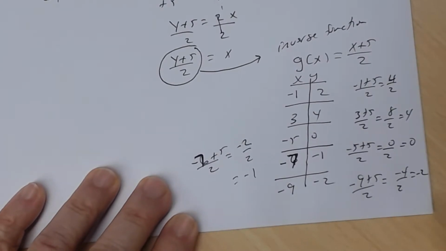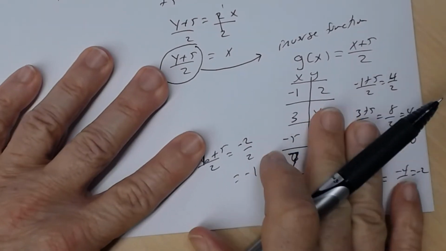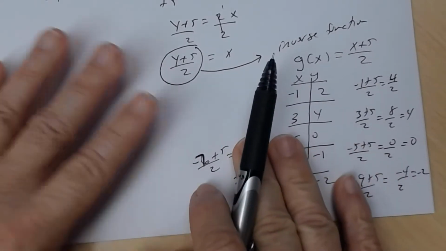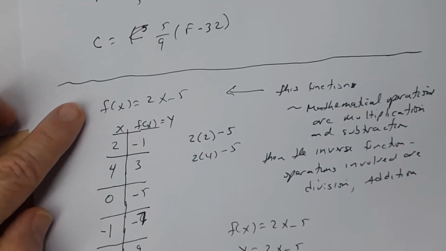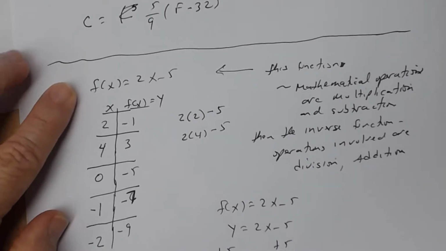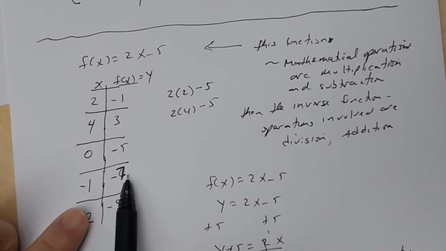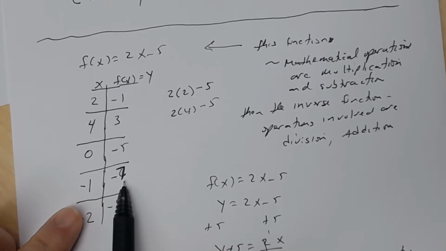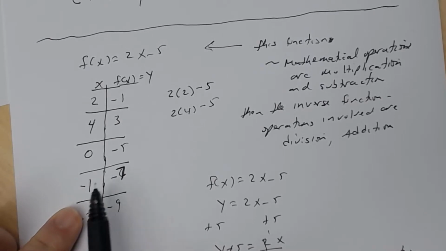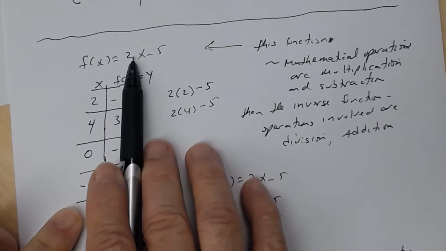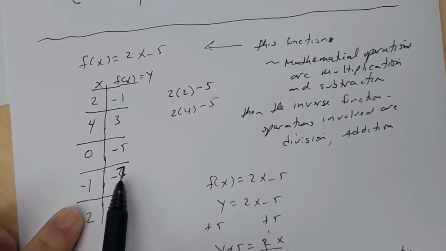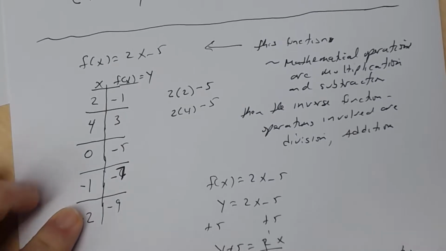Okay? All right, now I want you to notice something. I want you to compare this inverse function, g of x, with the original function, f of x. I want you to compare the table. Now, I did make a mistake here. Remember a while ago I said negative 1 goes to negative 6? Well, that was a mistake because 2 times negative 1 is negative 2, and negative 2 minus 5 is negative 7. So I did make that change. So make sure you understand that. So that should be negative 7.